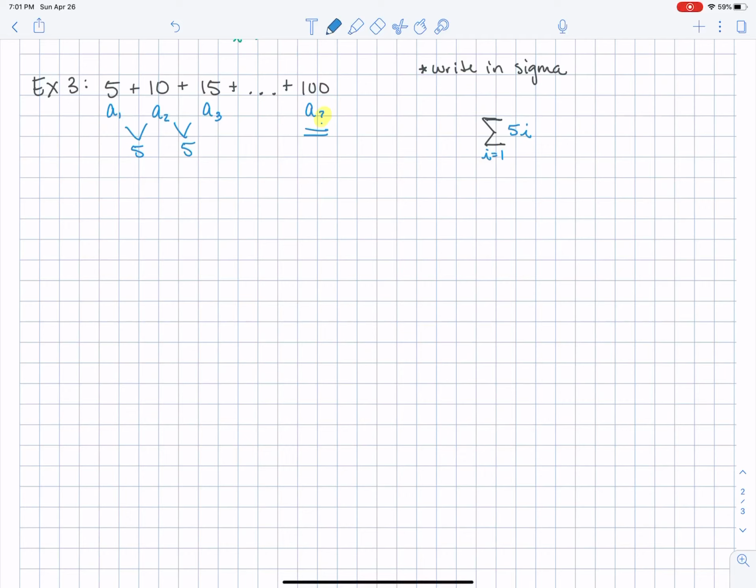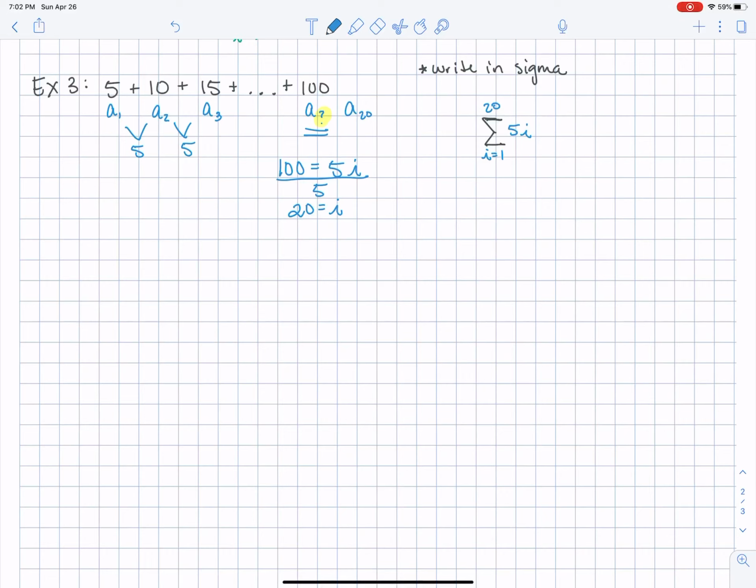So you can go ahead and set this up for yourself and say, okay, well, this is going to be my last term. It's 100 and it's equal to 5 times whatever my term is. You can do this math and you get 20 is equal to i, meaning that this is a sub 20, meaning that my upper bound is 20.